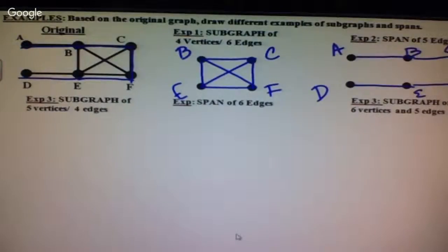If you wanted to, instead of using C to F, I could have used B to F. That's still a span with 5 edges. Instead of using that, I could have used B to E. That's still a span with 5 edges. So a span has to use all the dots, the number of edges they tell you, and all of your dots have to be connected.